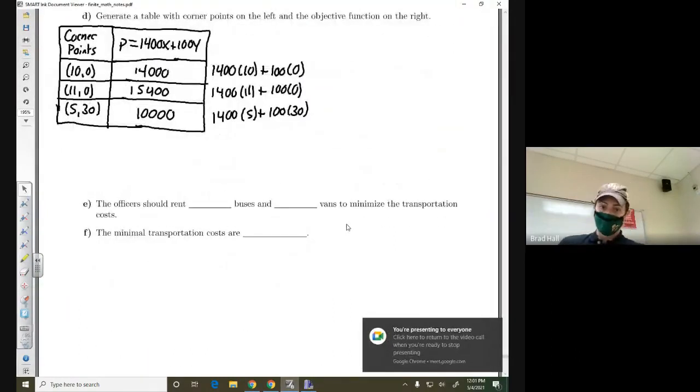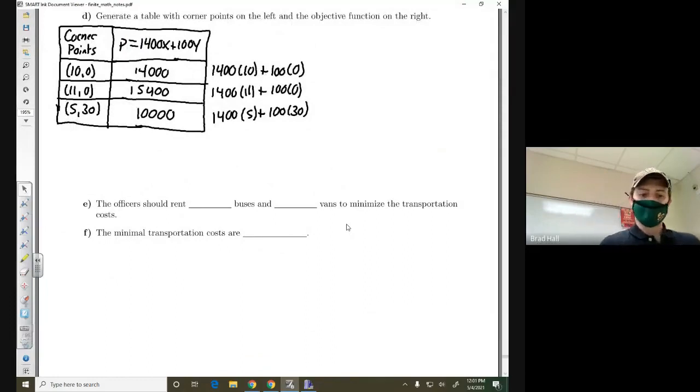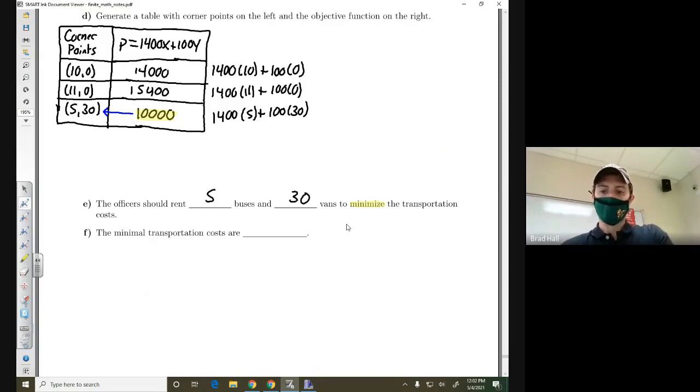So from here, to minimize the cost, we need to find the smallest, which is 10,000. But they are first asking for, not the minimum itself, they first want the ordered pair, which would be the 5 and the 30. Notice they're kind of switching the order. And then they want the minimum, which would be the 10,000. And that concludes this example.